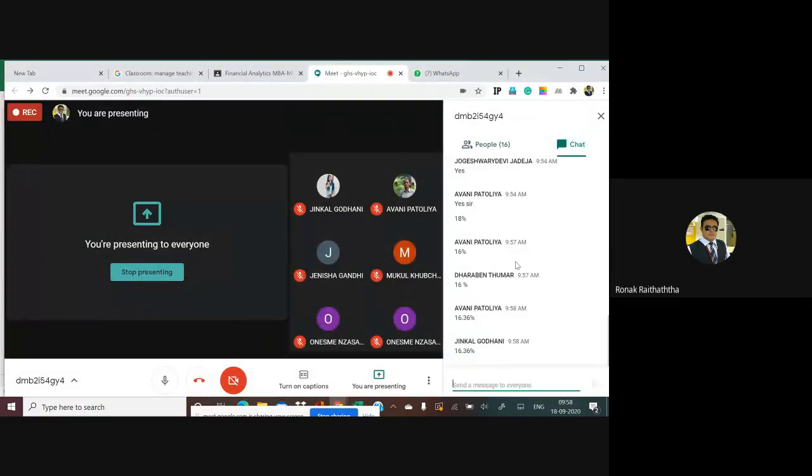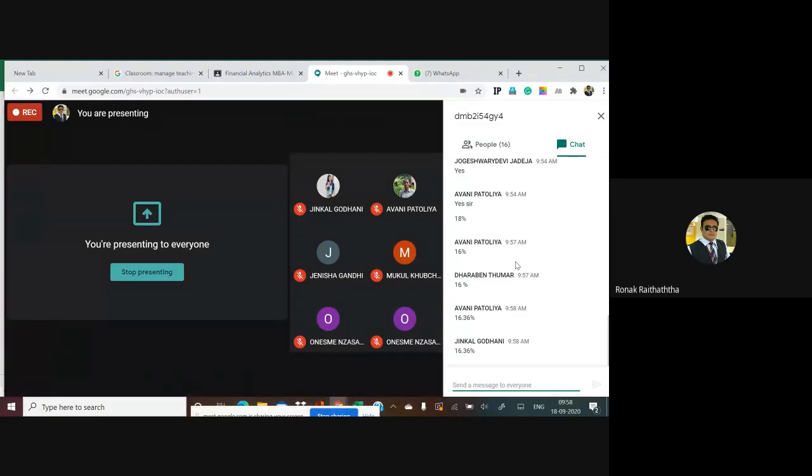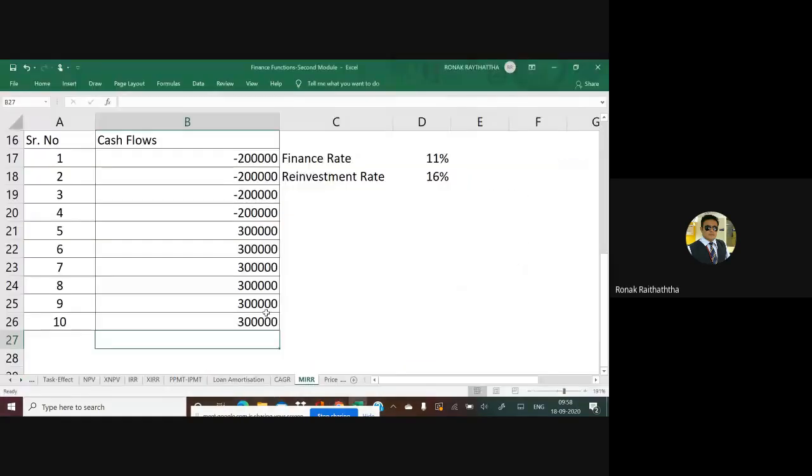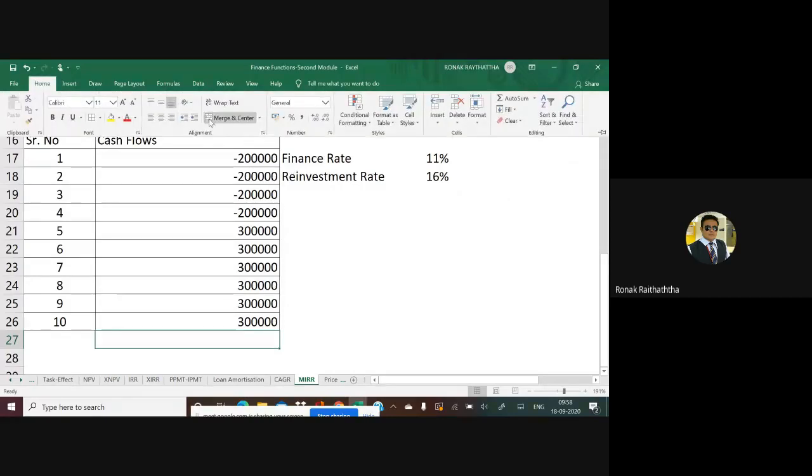Okay, so what is the answer we are getting? Avni, Dhara, and Jinkle have got it. Please increase the decimals from here. From here, you can increase the decimals. Number section of the home tab.